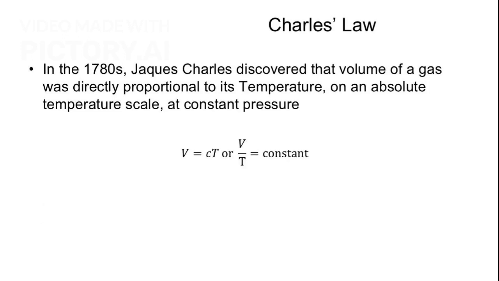In the 1780s, Jacques Charles found that the volume of a gas is directly proportional to its temperature on an absolute scale, at constant pressure. Charles's law complements Boyle's law in describing gas behavior.